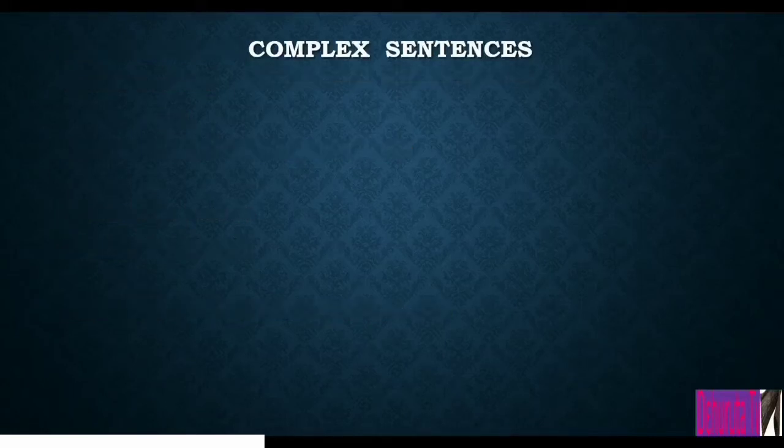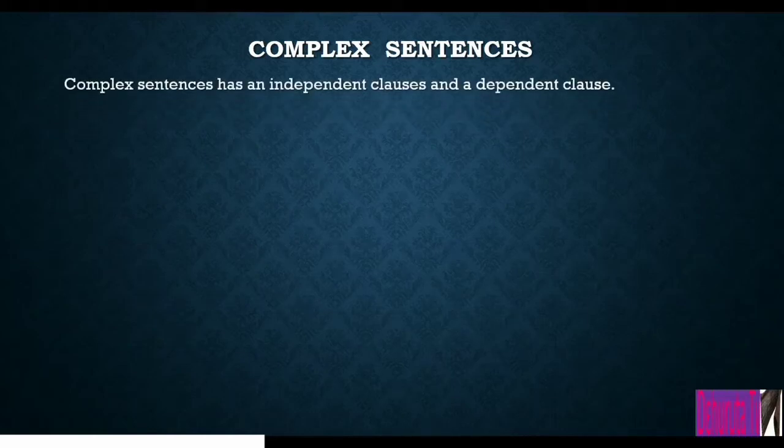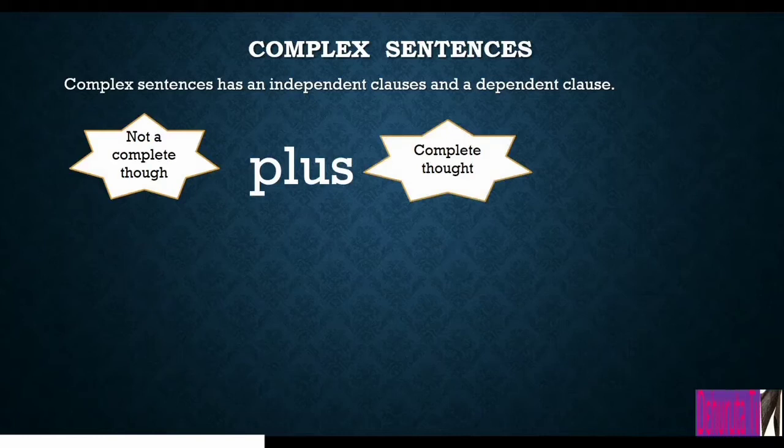Now let's look at the next type of sentence structure: complex sentences. Complex sentences have an independent clause and a dependent clause. The dependent clause is not a complete thought. So we have not a complete thought plus a complete thought.